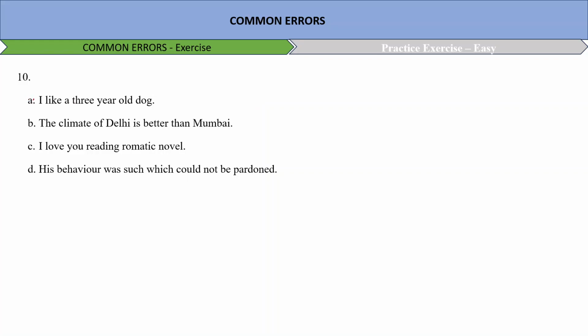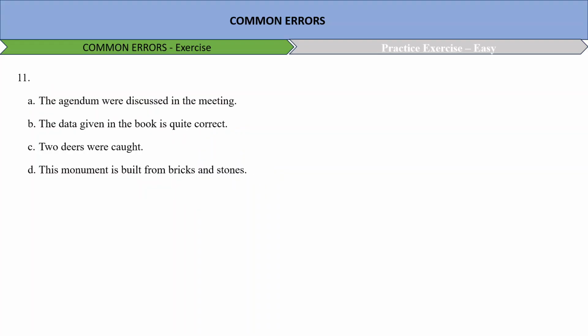I like a 3-year-old dog, correct. The climate of Delhi is better than that of Mumbai. I love you reading romantic novels. I love your reading romantic novels. Okay. His behavior was such as could not be pardoned. Not which could not be pardoned. As could not be pardoned.